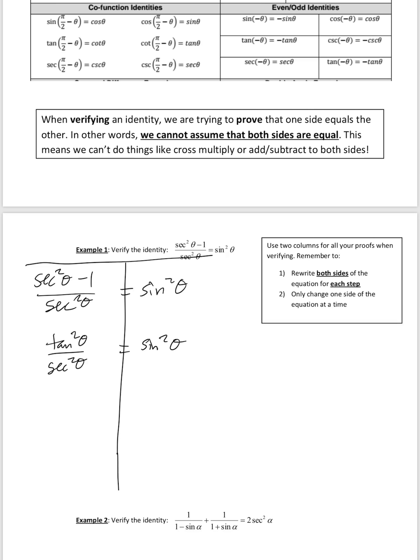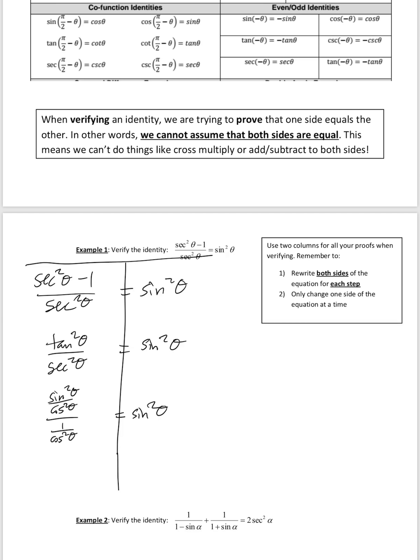Now I see tangent and secant. I know that what I'm working toward is just sine squared. So I'm going to rewrite tangent and secant in terms of sines and cosines. Tangent squared is sine squared over cosine squared. And then secant squared is 1 over cosine squared.